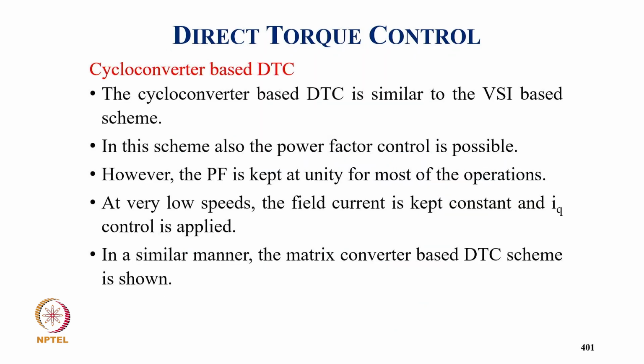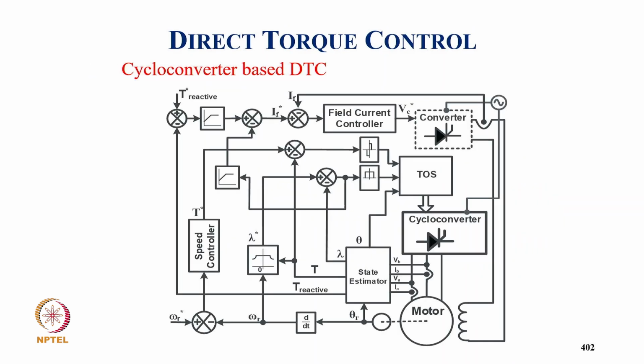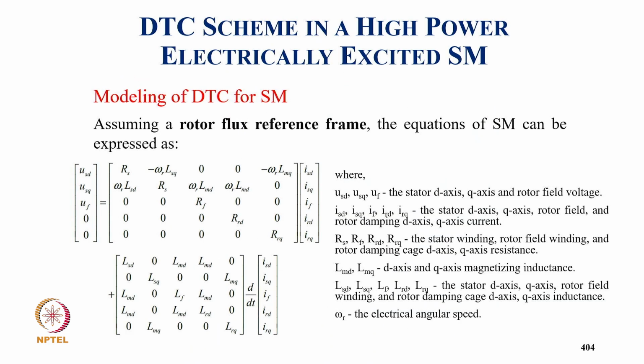So coming to cycloconverter based drive, the cycloconverter based DTC is similar to the VSI scheme, and in this scheme also power factor control is possible. However, the power factor is kept at unity for most of the operation. So at very low speed, the field current is kept constant, high torque control is applied, and in a similar manner, matrix converter based DTC is also shown. So this is typically the cycloconverter fed drive. This is your direct control, and this is your matrix converter based direct control.